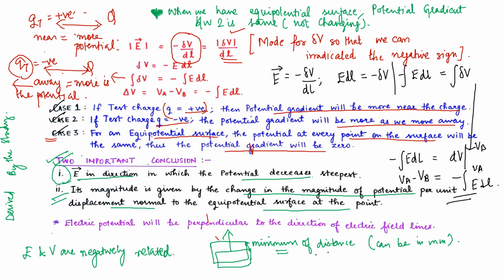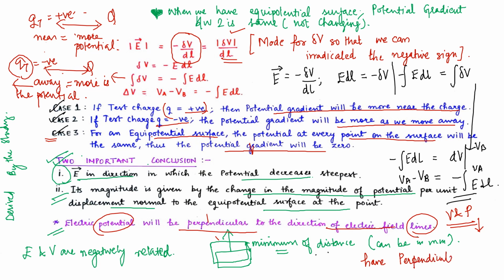Now see the purple-highlighted point. Electric potential, not the field, kindly understand it, will be perpendicular to the direction of electric field lines. V and E have a perpendicular relation. So this is quite an important thing over here.